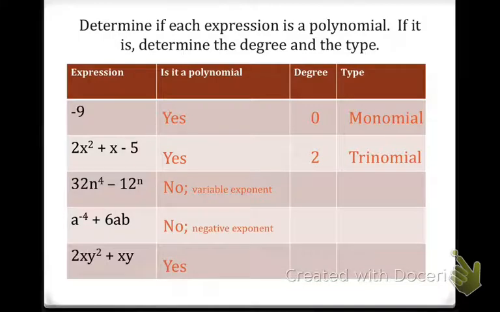The final one, check out your exponents. They're good. This is yes. Now, the degree. On the first term, 2xy squared, the degree there would be 3. xy, the degree would be 2. So the greatest one is 3, and it's a binomial because there are 2 terms.